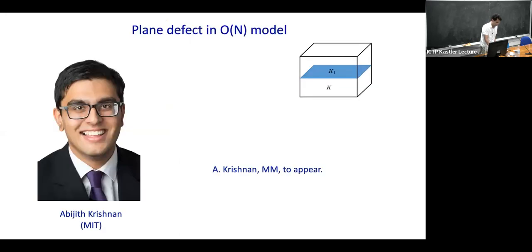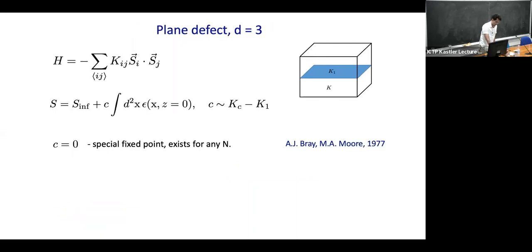Five. Yeah, very good. So in the remaining 5 minutes, let me very quickly talk about the other problem, the other geometry, that of a defect plane. Right, so same problem, but actually the phenomenology is a little bit different here. On this defect plane, I have this coupling K1, and there is one point where we know exactly what happens, which is when K1 is equal to K. That's the situation with no defect, and that just corresponds to a bulk O(N) model.